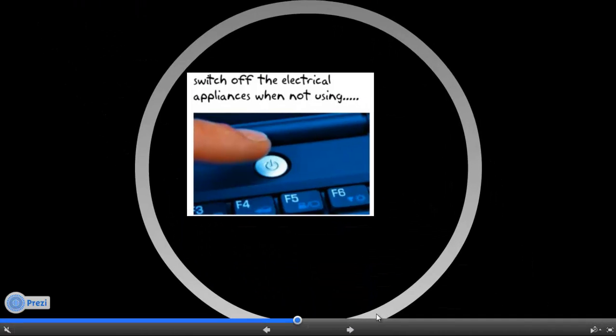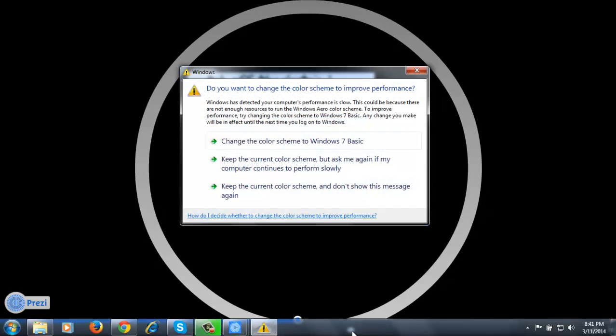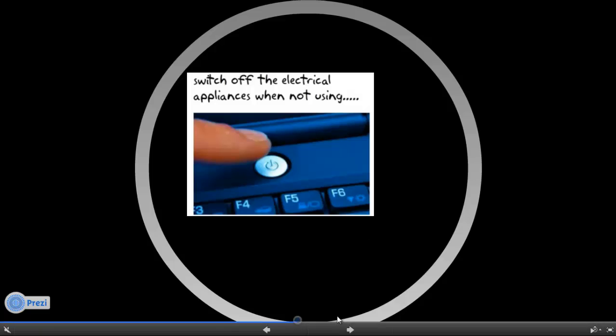Switch off the electrical appliances when not in use. I am telling this so many times, not only for the computer or laptop. You have to switch off your lights when the room is empty, when no one is in the room and the room is not utilized. Then you have to switch off the lights, even the ACs and each and every electrical equipment when it is not in use.